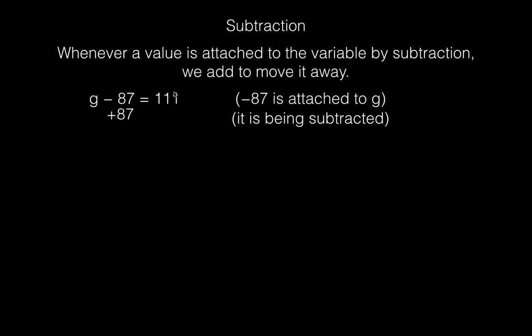But again, to keep the balance, I must also do it to the right side. This goes away, which means that g comes down. Copy the sign, 111 plus 87, that'll be 198, and that is that.